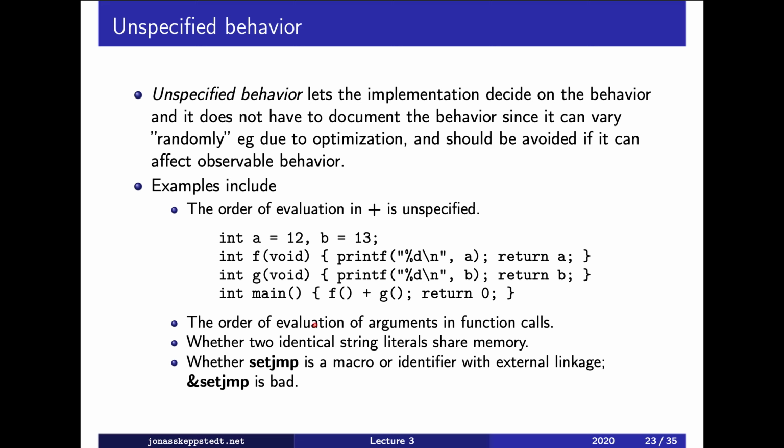Okay, another example of unspecified behavior is the order of evaluation of parameters. So it's not at all the first, second, third, etc. parameter. It can be in any order. And the reason for that is we can select a smarter order in order to reduce the number of registers that will be needed. Okay?